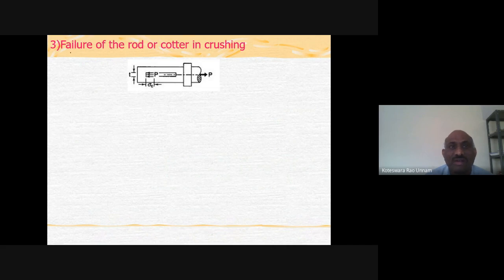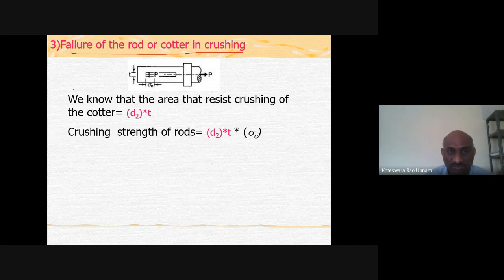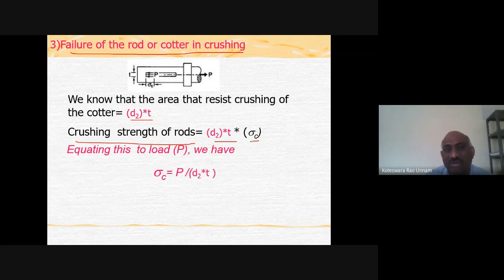So for that, we need to consider the failure of the rod or cotter in crushing. Here again, the area resisting the crushing is only d2 into t, that means the contact area between the cotter and this spigot. Here the diameter is d2 and the thickness of the cotter is t, so it is d2 into t. Then the crushing strength of the rod is d2 into t into sigma c. That should be equal to your P again. So from that, you can find sigma c is equal to P by d2 into t.